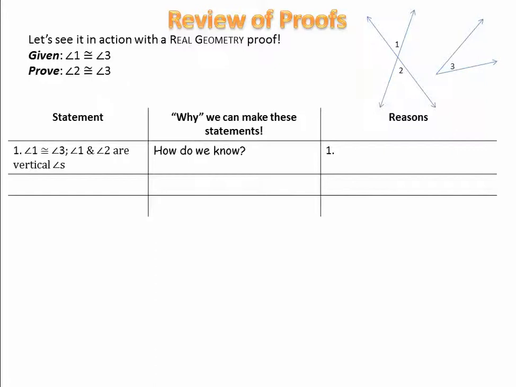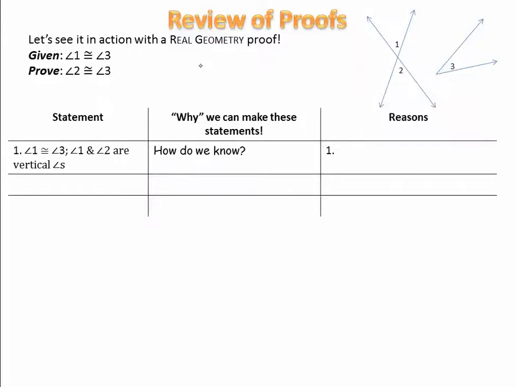Okay, so here's another one. It says given angle 1 is congruent to angle 3. So let's prove that angle 2 is also congruent to angle 3. Well, our first statement says angle 1 is congruent to angle 3. But look at this, it also says angle 1 and angle 2 are vertical angles. Well, how do we know that?